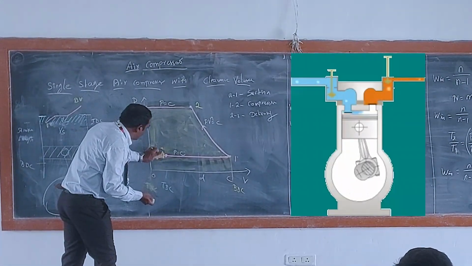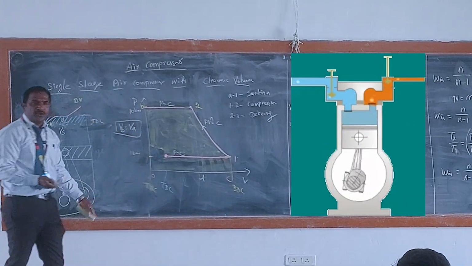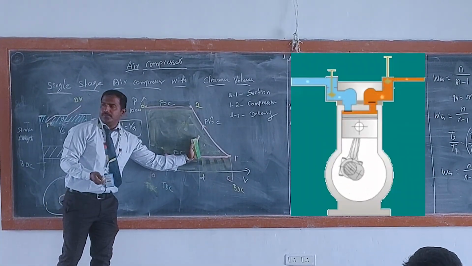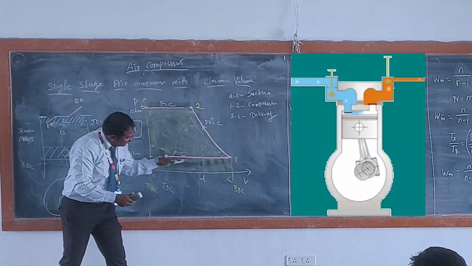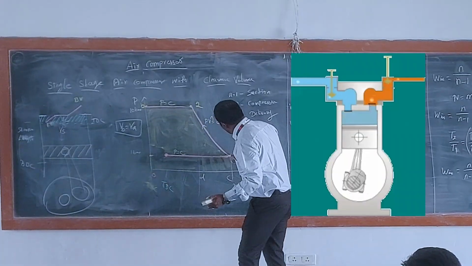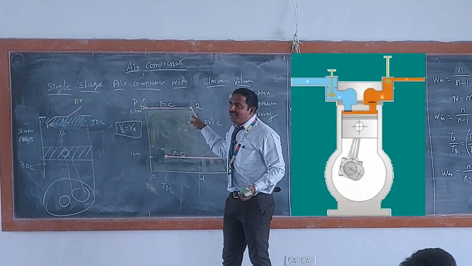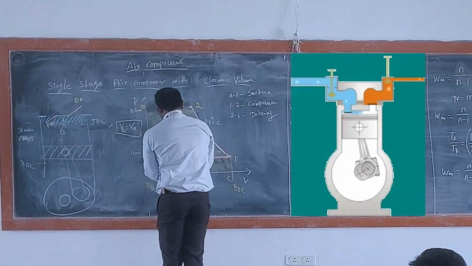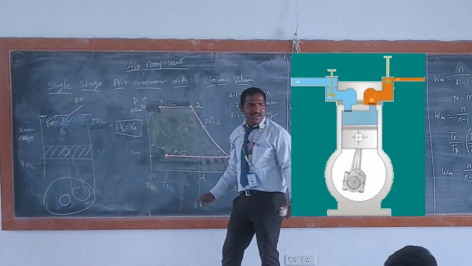So let me erase this one, okay? Let's start from TDC, clearance volume, stroke volume. Got it? So the piston has to start from here to here. Now, normally suction will take place. Compression also will take place. Delivery also takes place till where? Till TDC.